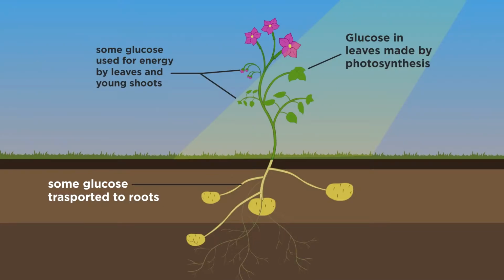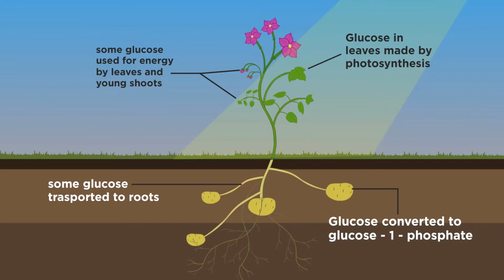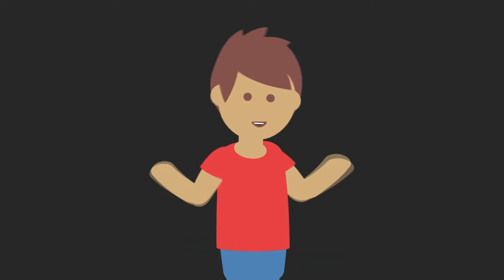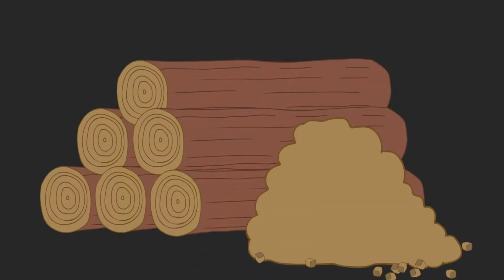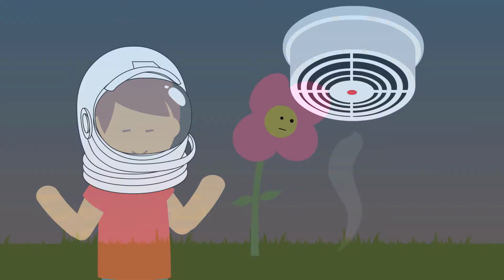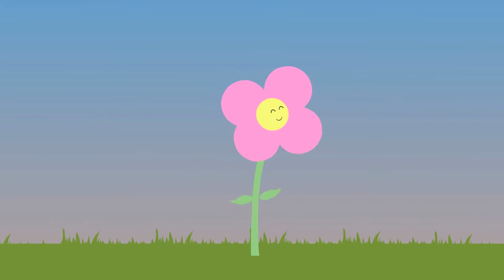Some of the glucose is used for respiration and some is converted into insoluble starch. This can then be stored and turned back into glucose at a later stage. Oxygen is actually just a byproduct of photosynthesis. There are some useful byproducts in this world: sawdust from the lumber industry, smoke detectors from space research, but I think we can all agree that producing oxygen is the most valuable of all byproducts.